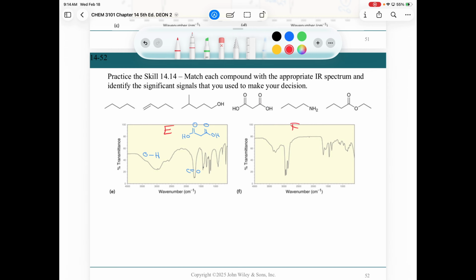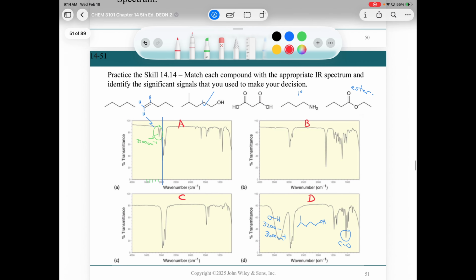This one is tougher, but that is actually two little baby broad stretches. Do you remember what kind of compound does that? An amine. Do you remember which one it was? What do we call it when it's got symmetrical and asymmetrical stretches? It's a primary amine. Yeah, there's only one amine in there. So it's this guy, which is a primary amine. So we've covered most of them. The only thing left we have is the ester and the alkane.